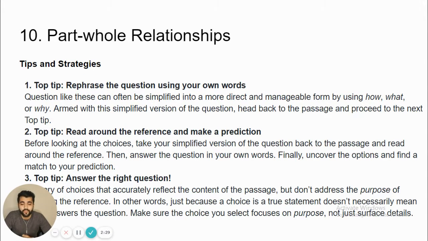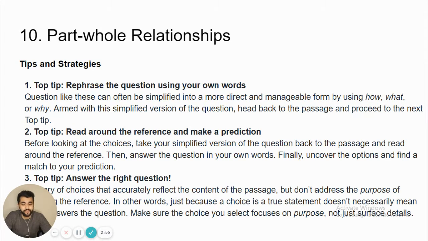So, what are the top tips and strategies? Number one, rephrase the question using your own words. And you can do it using how, what, and why. This tip has already been covered. Number two, read around the reference and make a prediction. Before looking at the choices, take a simplified version of the question back to the passage and read around the reference. Then answer the question in your own words. Finally, uncover the options and find a match to your prediction.